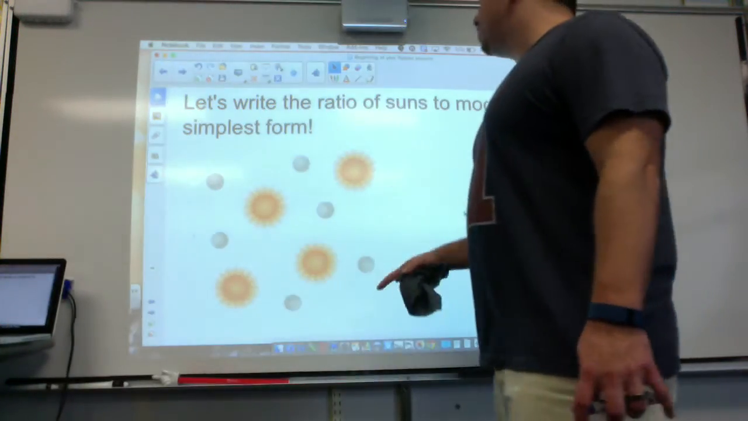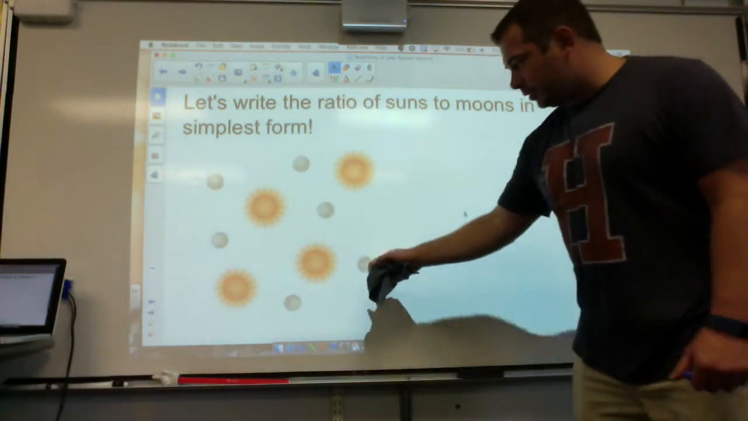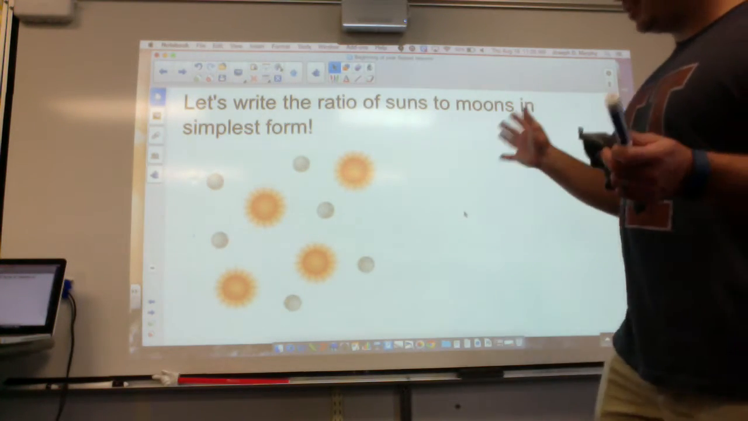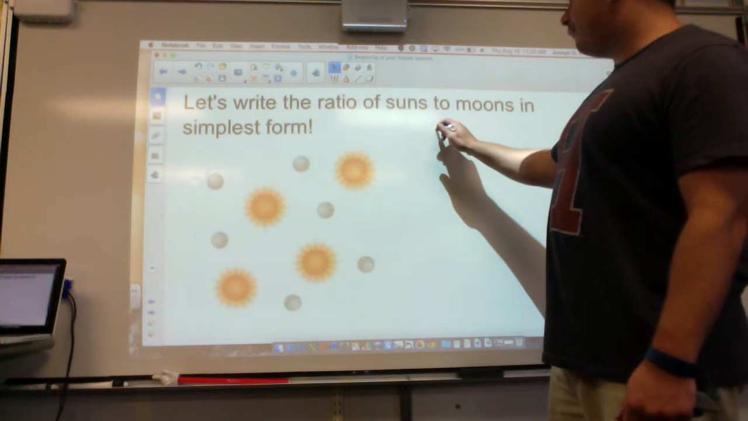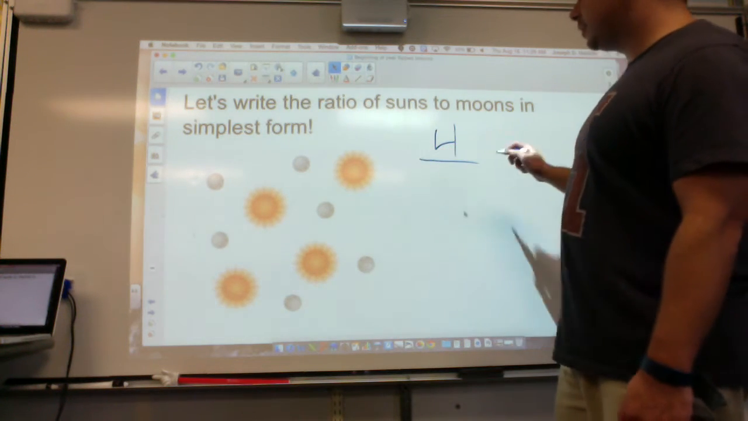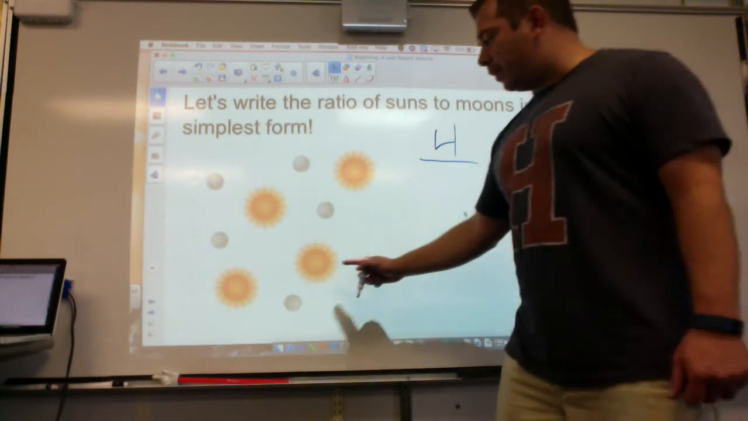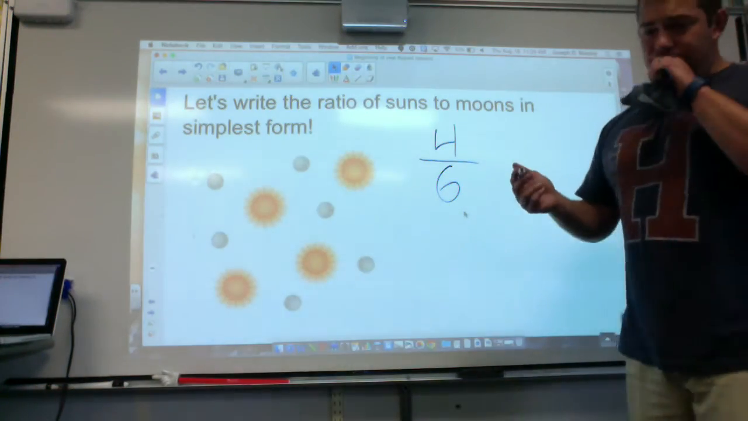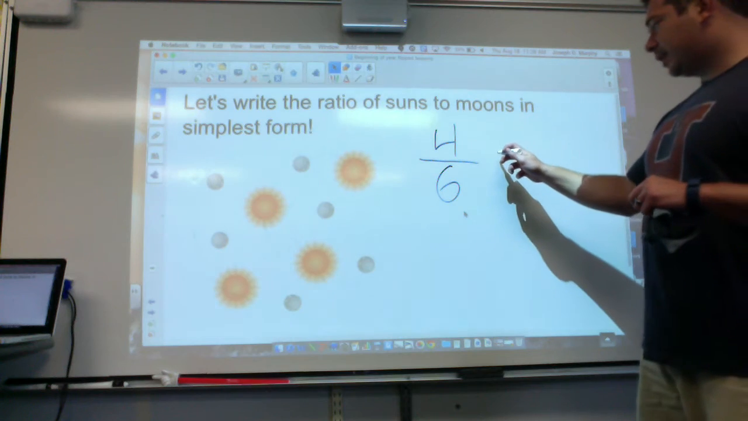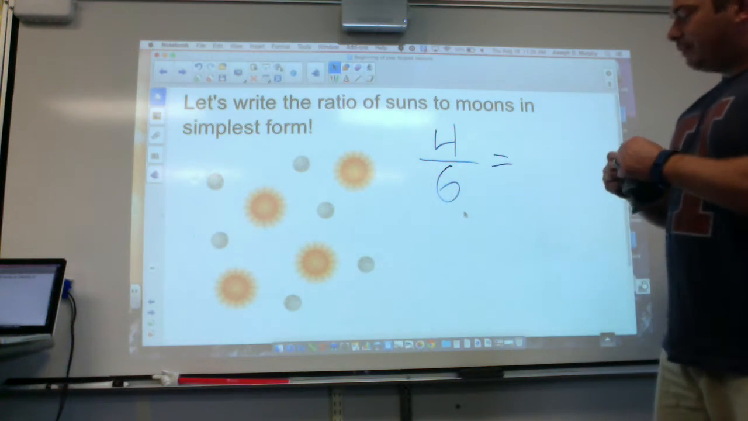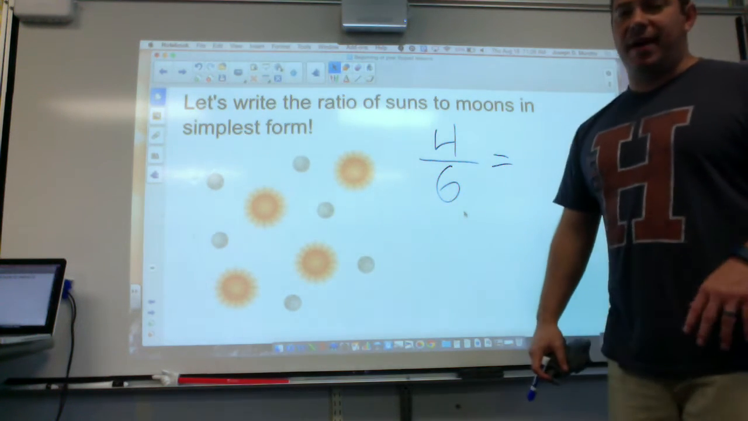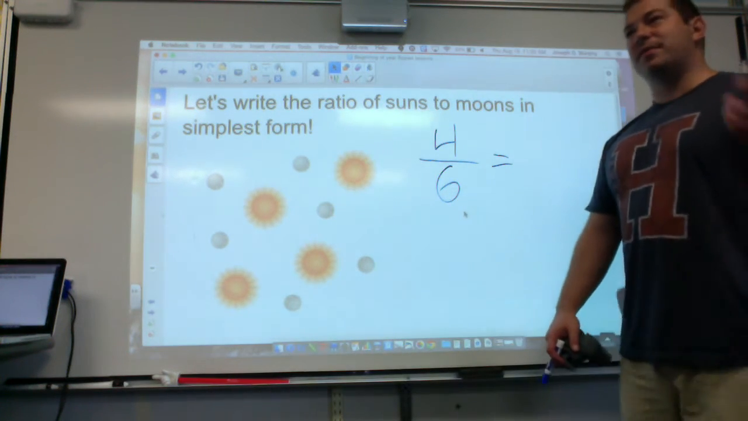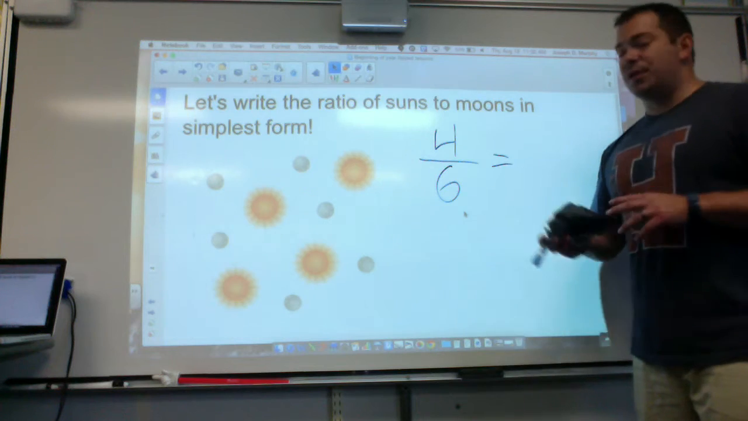So let's write the ratio of suns to moons. Yes, these little circles are moons right here. In simplest form. So first let's find my ratio. I have 4 suns. For every 4 suns, I have 1, 2, 3, 4, 5, 6 moons. That is not the simplest form. So I'm going to have to divide these by their greatest common factor. And sometimes if you just divide them by a common factor, you might have to divide again and again if you don't know the greatest common factor.